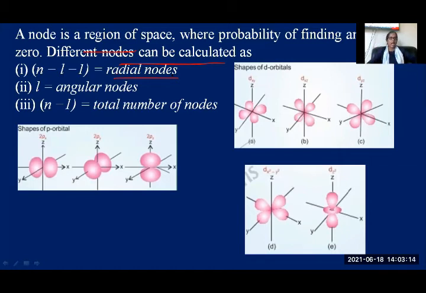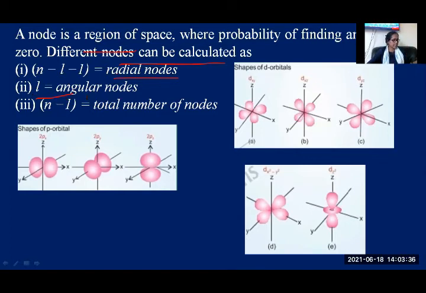And then the angular node. l is here, and this angular node will be equal to the l value. Anyway, we will discuss n, l, etc. a bit later in this session only. So l means the angular node will be equal to the value of l.